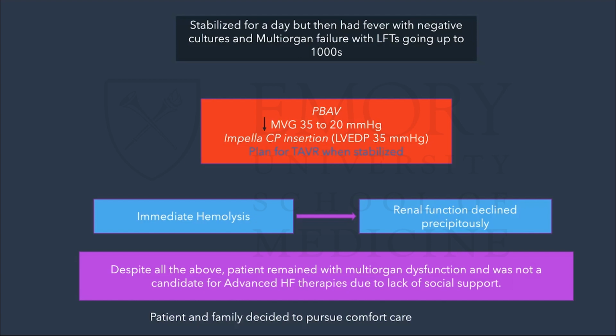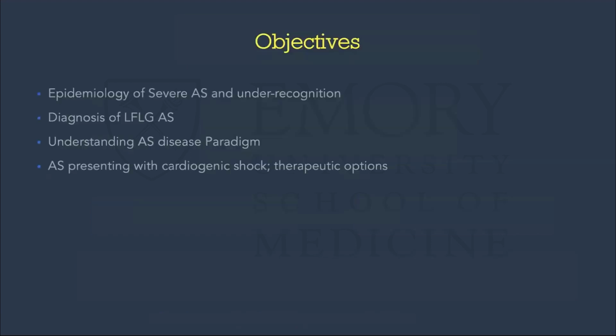There was a plan for her to have TAVR when stabilized. However, after she got the Impella CP, she continued to hemolyze immediately, and her renal function declined precipitously. Despite all the above, she remained in multi-organ dysfunction and was not a candidate for advanced heart failure therapy due to lack of social support. And then the patient and family decided to pursue comfort care at this point.